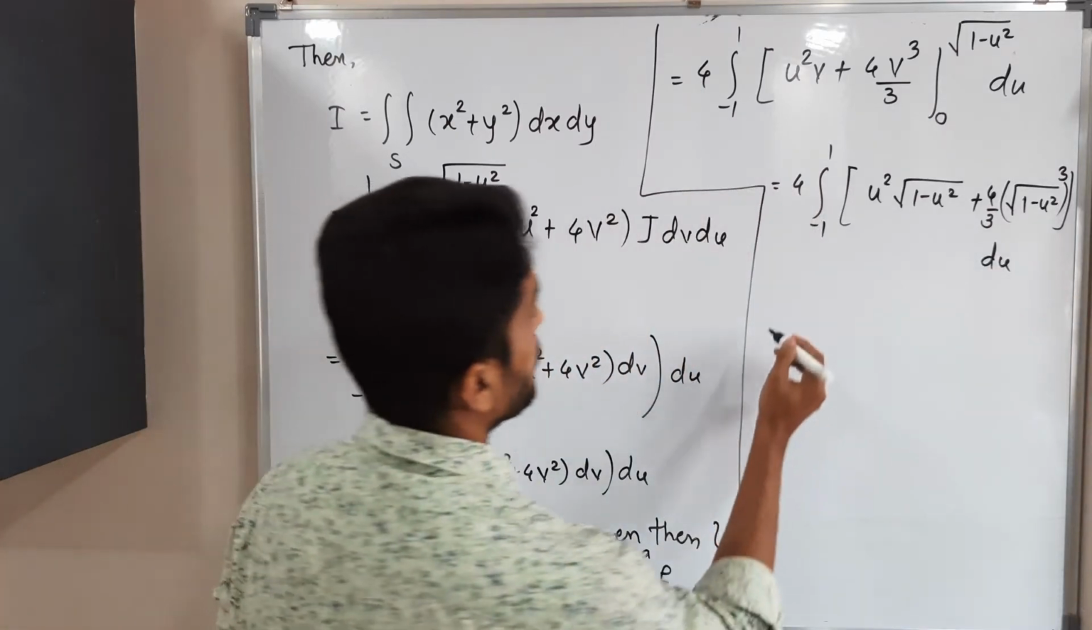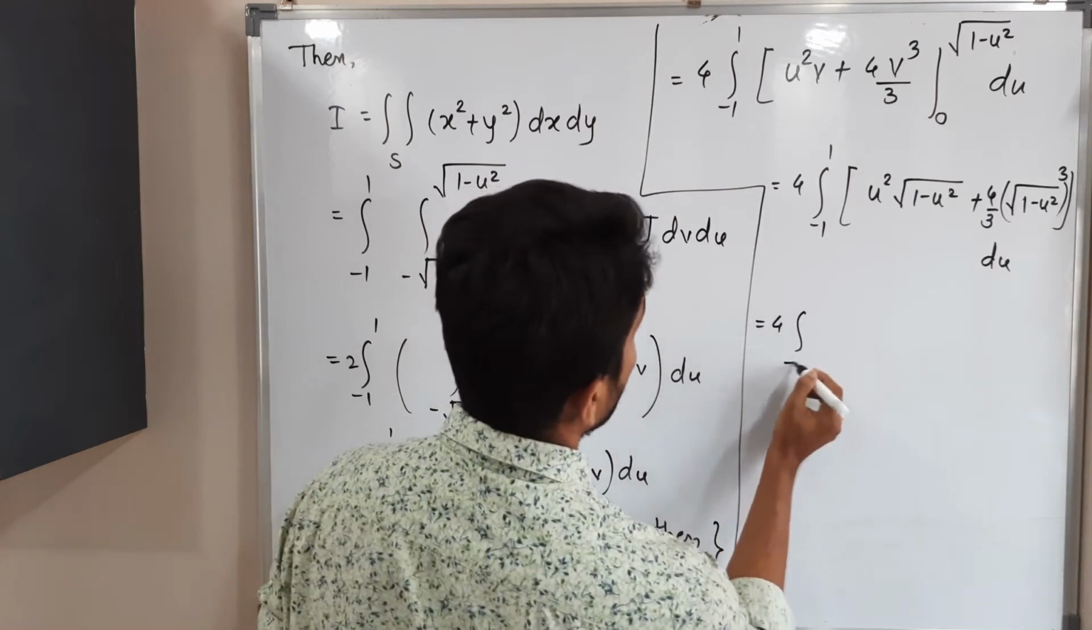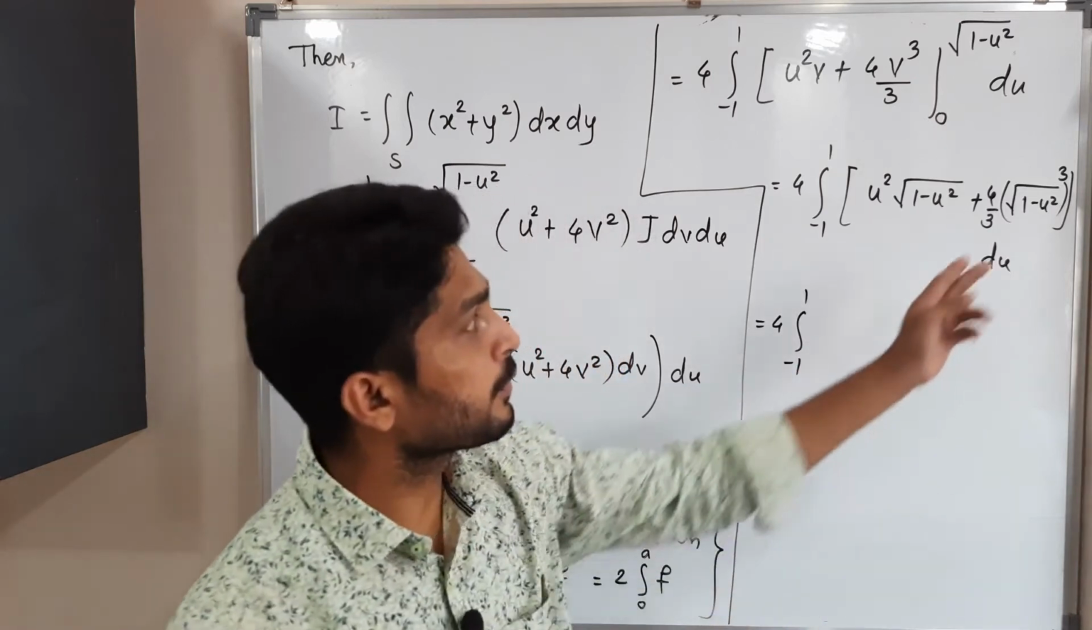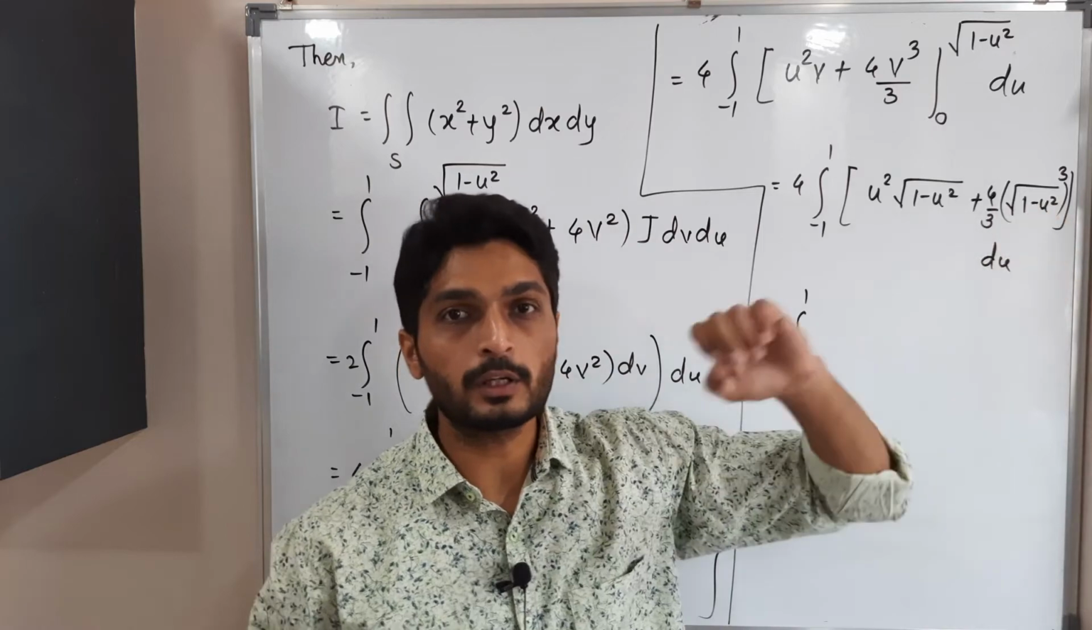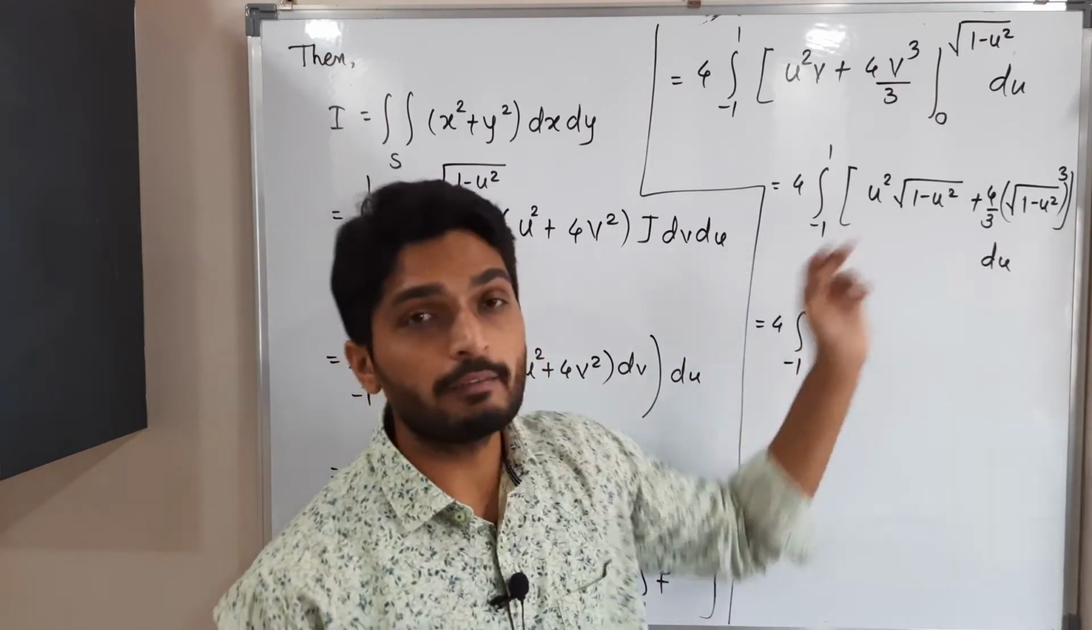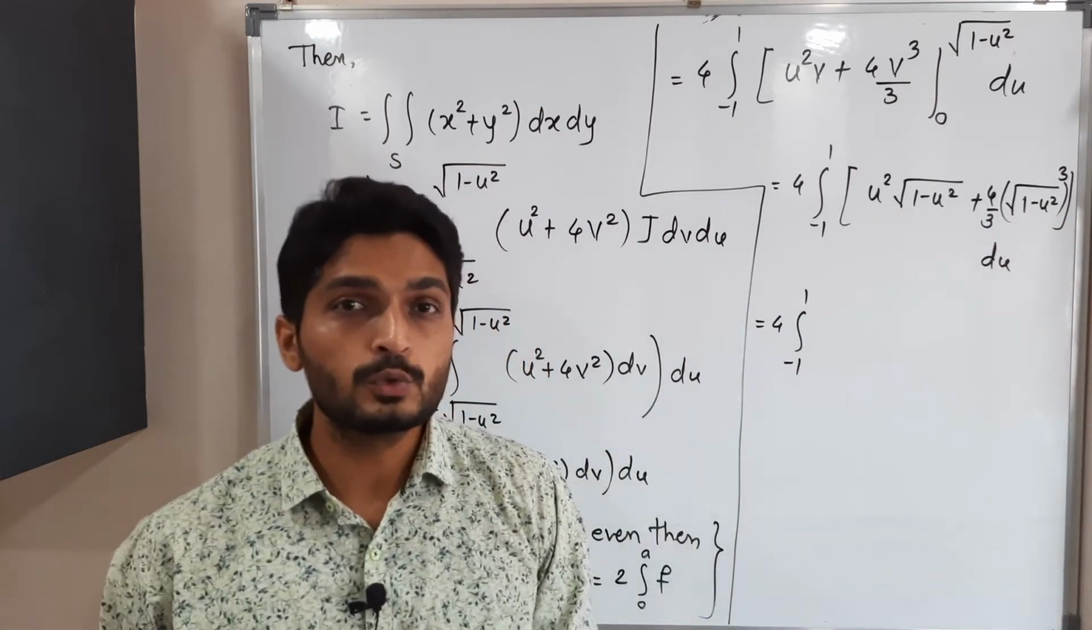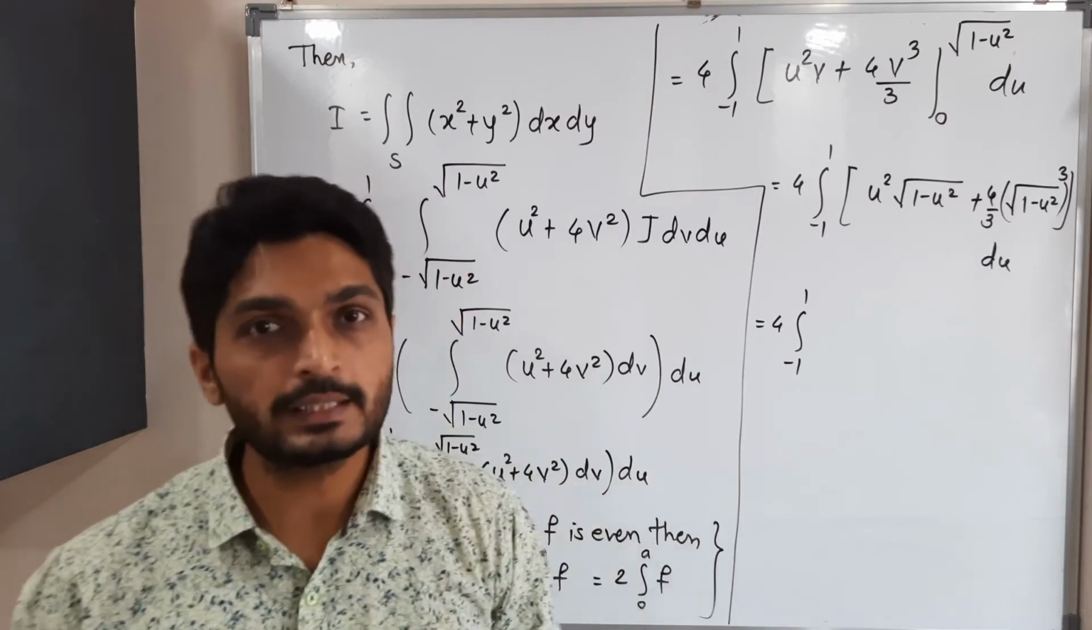So this is equal to 4 integration -1 to 1. So here, root of (1 minus u square) cube, getting that? Here we have root 1 minus u square. So root 1 minus u square we can easily take common.